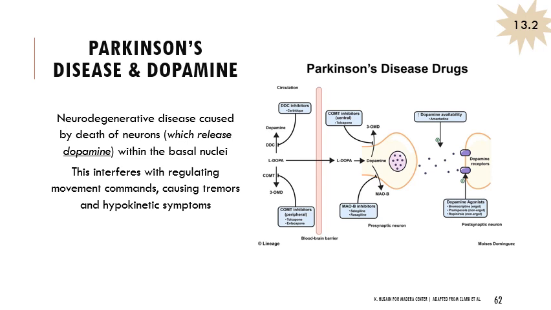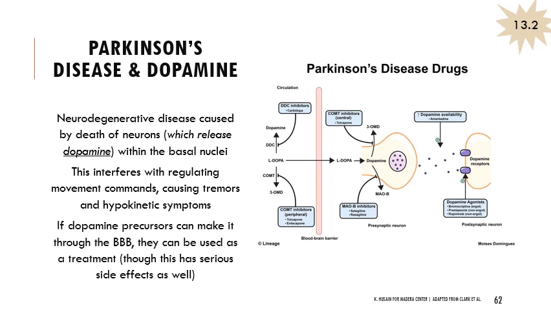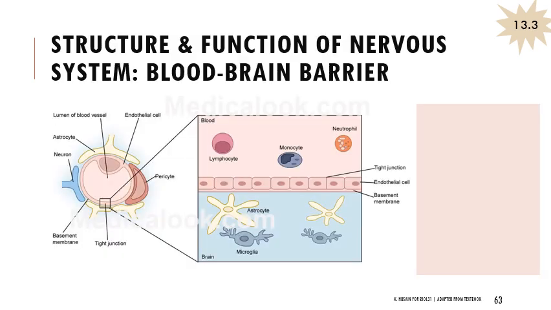But if you can get dopamine precursors in past the blood-brain barrier, then you can start to deal with Parkinson's disease. So if you can take medication that is able to transport something like L-DOPA, which is a dopamine precursor, past that blood-brain barrier, then you can start to use it as a treatment. But it does have to be caught pretty early, and there's some serious side effects associated with taking L-DOPA and other dopamine-associated medication. So that was the first case study.